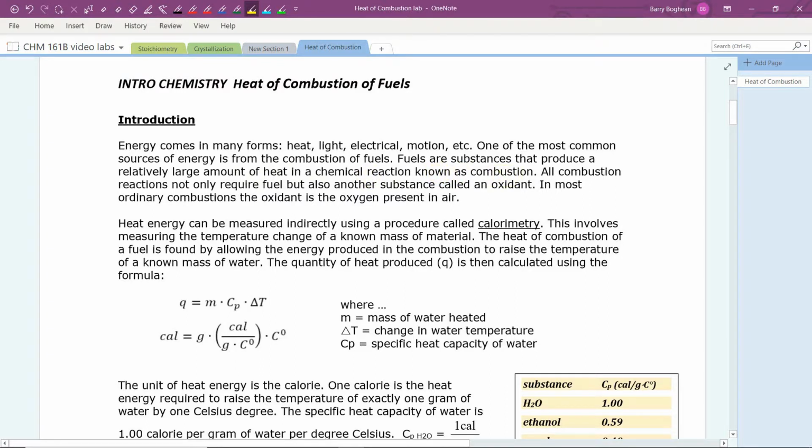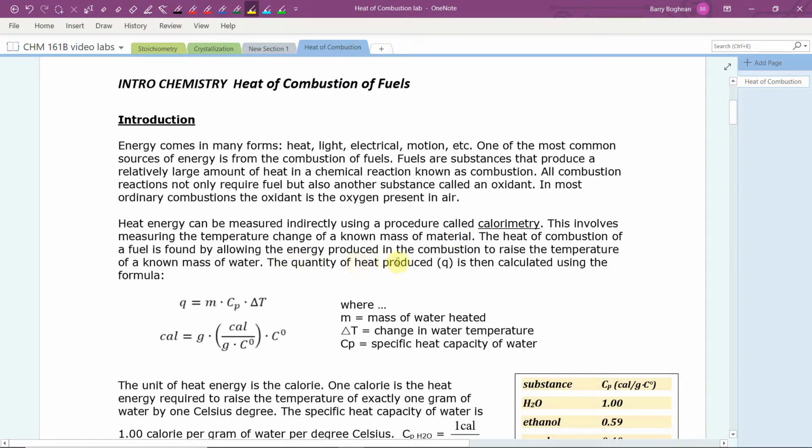Now you know that combustion requires not only a fuel, but also an oxidant. And in most cases, the oxidant is the oxygen that's present in air. We're going to measure heat energy by a procedure called calorimetry. And this involves heating a mass of water and measuring the temperature change.